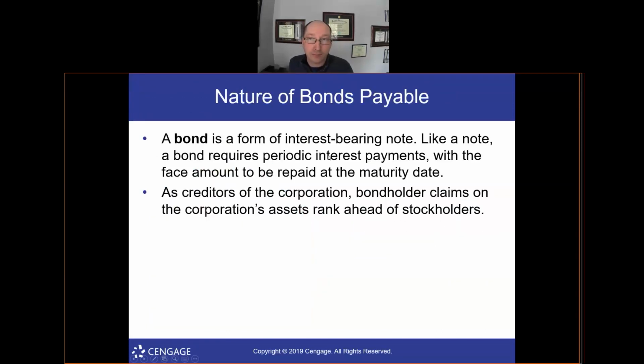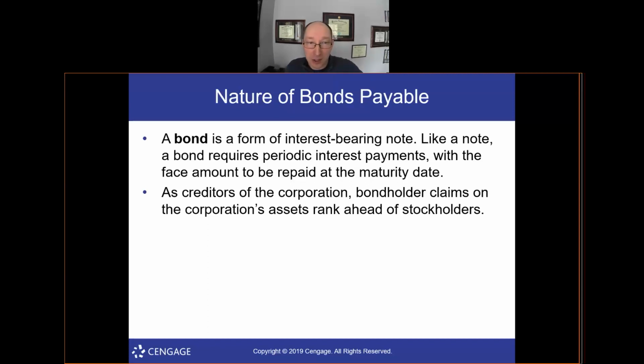Okay, so let's talk about bonds. We're going to talk about bonds. We're going to talk about stocks. A bond is very similar to a loan. It has the same exact types of elements. It's an interest-bearing note, just like a loan is. A bond requires periodic payments, just like a loan. And it has a face amount that needs to be repaid at the maturity date, just like a loan.